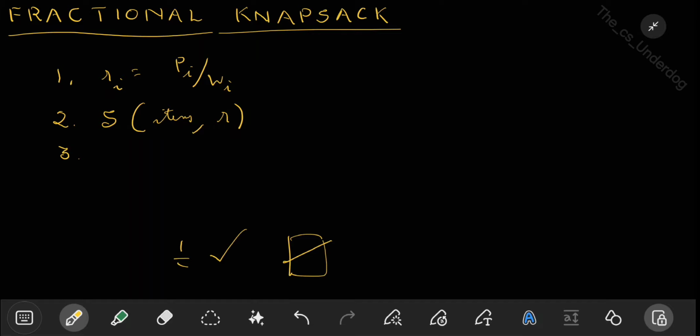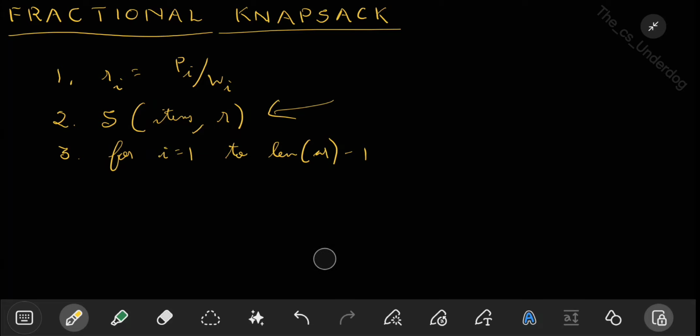And what is the third step? You ran a loop, let us say for i equal to 1 to length of array minus 1. So you went through each of the items in this sorted array, and what did you do? While picking each item, you checked whether the weight of this item is lesser than or equal to the capacity of the bag. If it is lesser than or equal to, then what did you do? You will pick that item. If it is not, then what will you do? You will take only a fraction of this item. So this is the step that you have to follow.